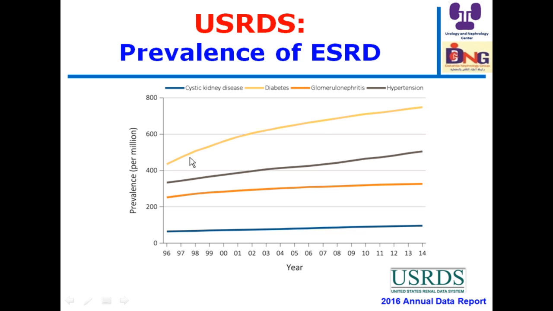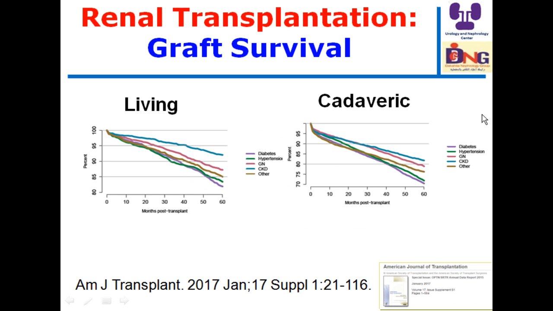And if you focus on diabetes, you find increasing prevalence of diabetes through the years in the United States as a cause of end-stage kidney disease. The presence of diabetes as original kidney disease adversely affects transplantation outcome in living donor kidney transplantation and in cadaveric kidney transplantation arenas. As you see here, this is a color code of diabetes. The graft survival is adversely affected by the presence of diabetes in both living and cadaveric transplantation. This is maybe due to diabetes adversely affecting the patient's survival.